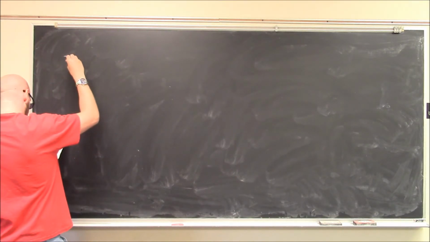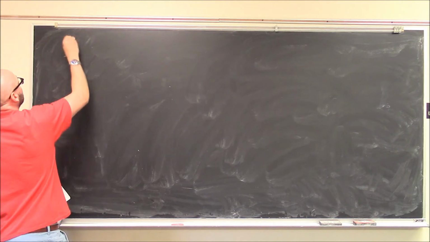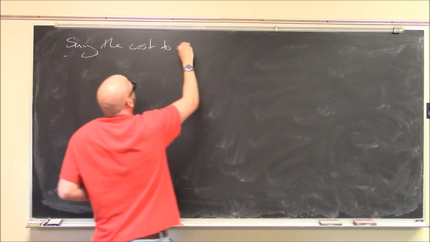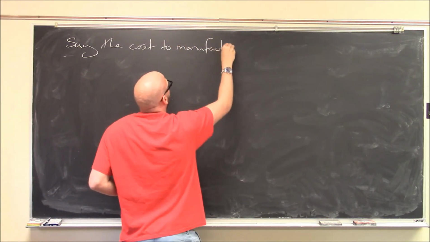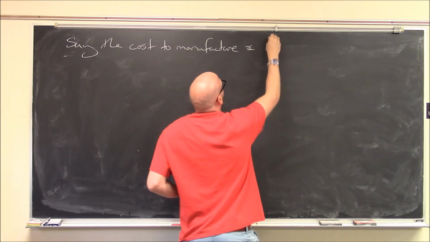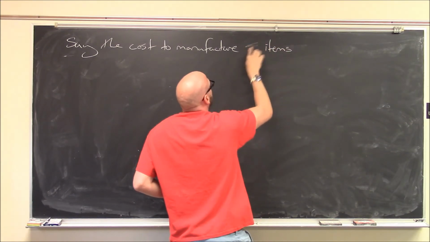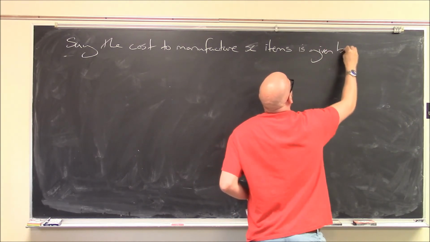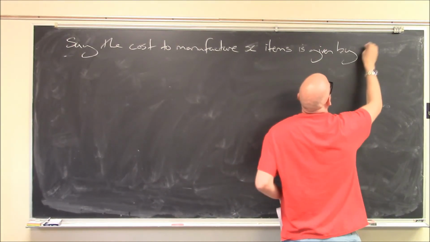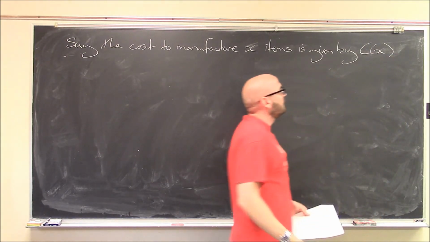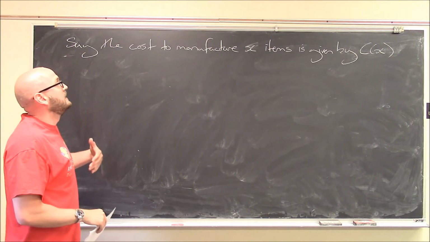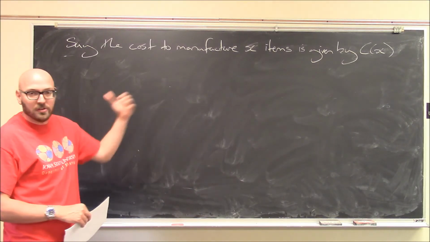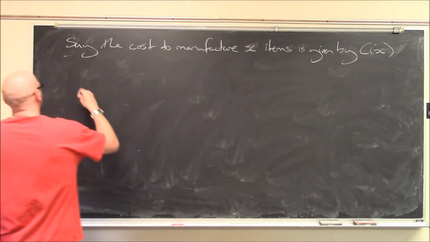So let's say the cost to manufacture X items is given by C of X. Alright, so you have a cost function. The cost to manufacture X items given by C of X. You plug in the amount of items you want to produce, C of X outputs the total cost to produce them.